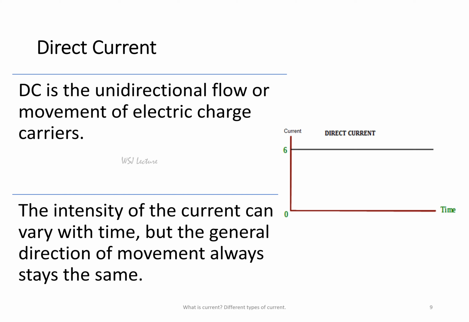But in some cases, the current may be fluctuating in the positive quadrant or it may be fluctuating in the negative quadrant. But it will never fluctuate between the positive and negative quadrant. The direct current will never fluctuate between positive and negative quadrant.